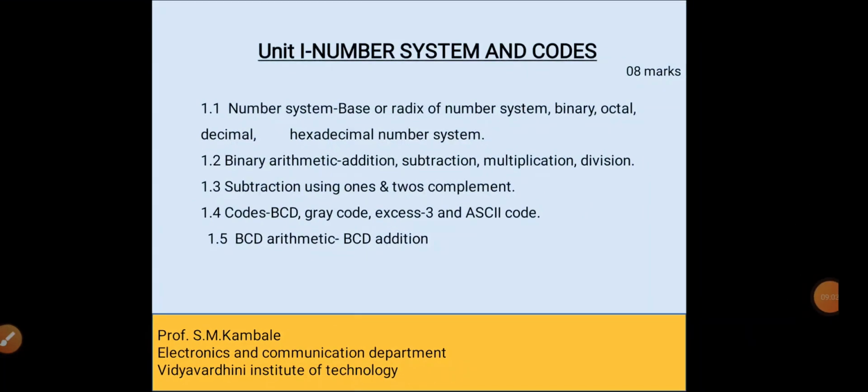So this unit contains 8 marks, in which the first subunit is number system. There are basically 4 types of number system. One is binary, second is octal, third is decimal, and fourth is hexadecimal. So the binary system is a system in which only two digits are used, that is 0 or 1.